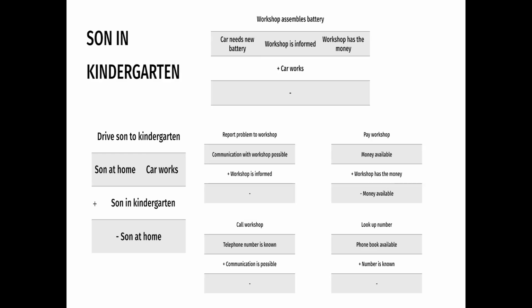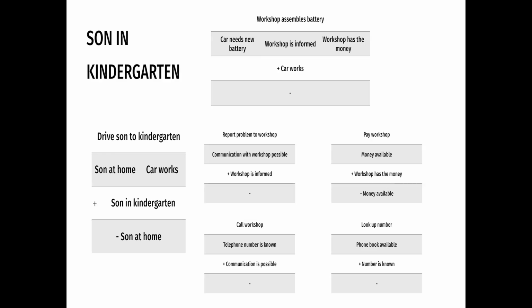Unfortunately, this does not yet apply to the condition workshop has the money. To add this condition to the condition set, we are looking for the operator who adds this condition. This operator is linked to a precondition, which is money is available. In our initial state set, we see that the state money available is present. So the state workshop has the money can be added to the state set by the operator pay workshop, and at the same time, since the money now has the workshop, it can be subtracted from the current state set.